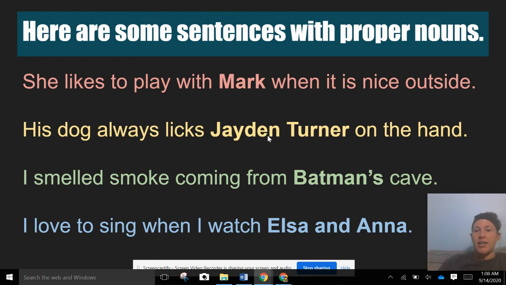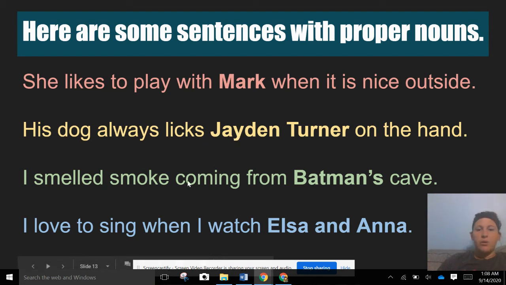So again, Jaden Turner is special in this sentence. Whatever he's got going on with his hands, maybe he just ate a juicy big piece of pizza or something. That dog always licks Jaden Turner's hand, so he always has a good taste on his hand. So Jaden and Turner need to be capitalized because those are both his name and he's special. We have to show he's special by capitalizing those letters. There's our proper noun right there. All right, there's the next one.